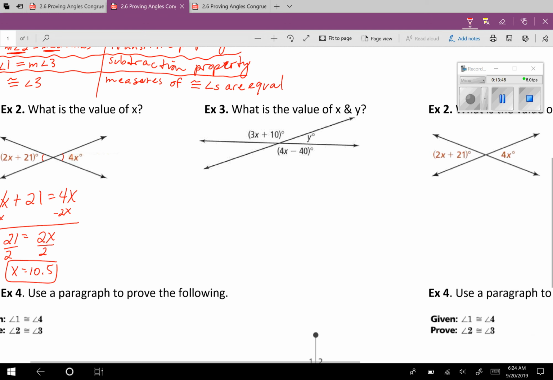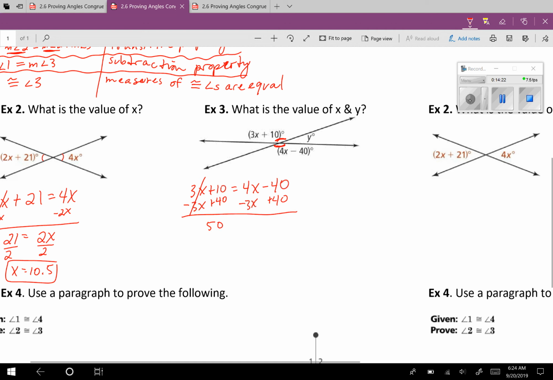Okay, next one here. What is the value of x and of y? There are two relationships I have to use here. I see that the angles with the x's on them are vertical angles, so they're congruent. I'm going to start with that first. So 3x plus 10 is equal to 4x minus 40. Okay, I'm going to take away 3x from both sides, and I'm also going to add 40 at the same time.